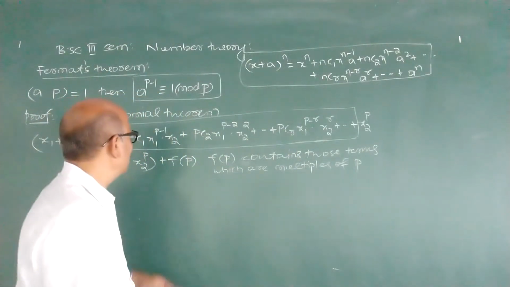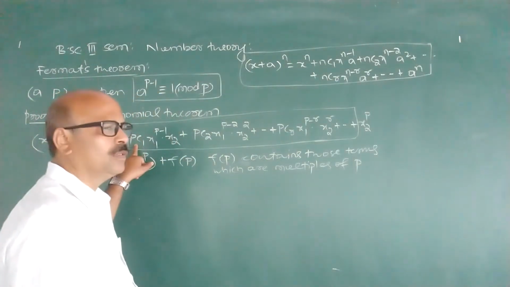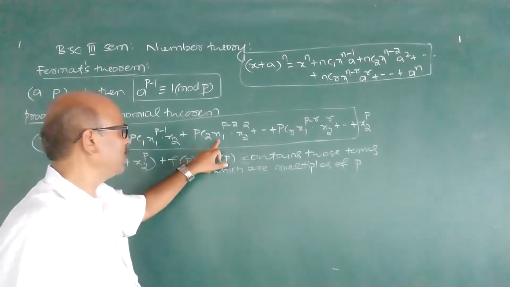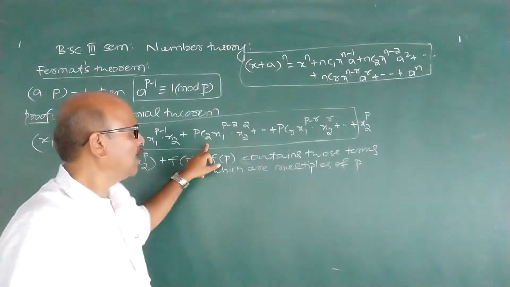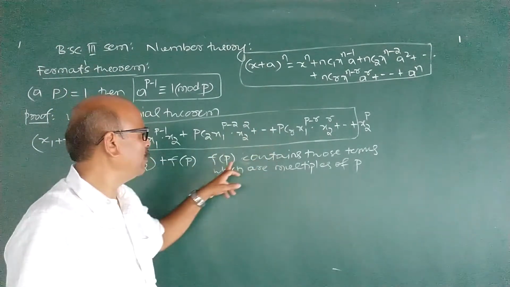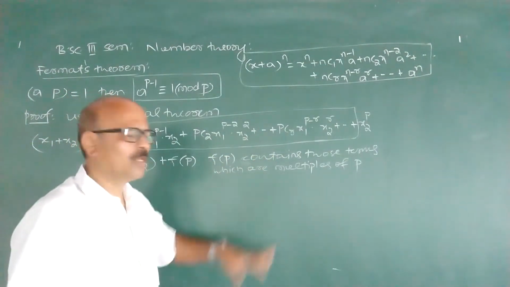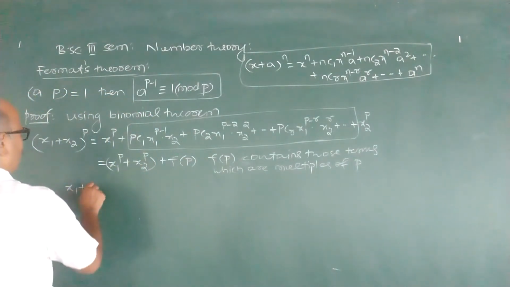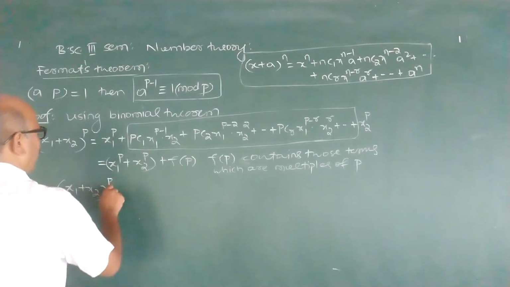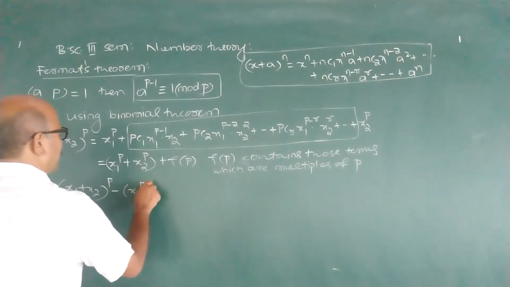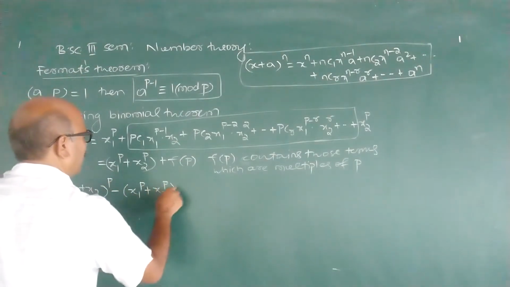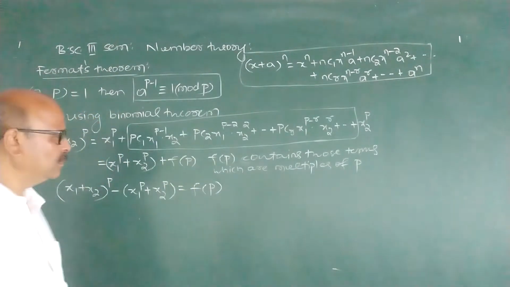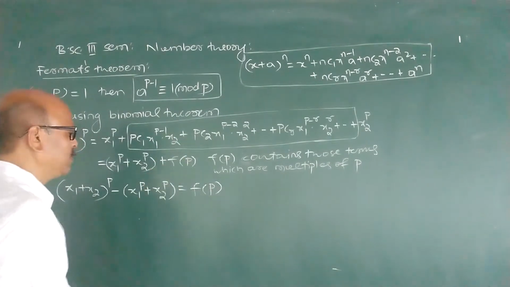Important step it is. pC1 is P, pC2 is P into P minus 1 by 2 factorial. Therefore, they are all multiples of P. Therefore, (x1 plus x2) raised to P minus (x1 raised to P plus x2 raised to P) is f of P. I think you followed these steps.